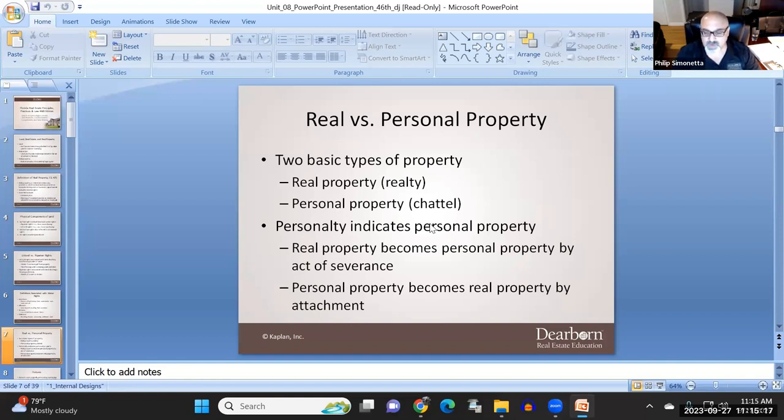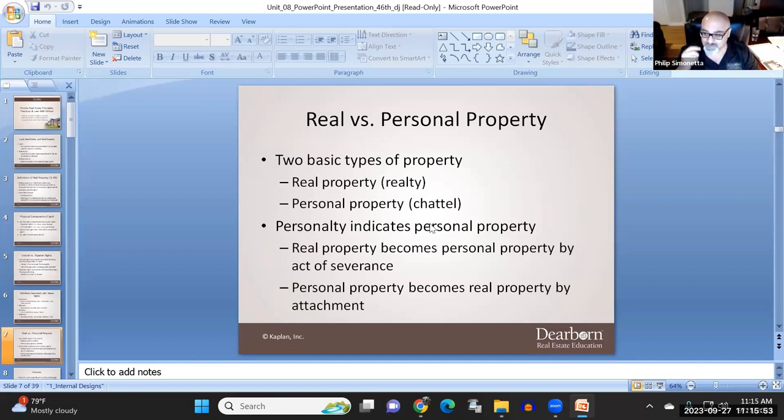So, real property can become personal property by the act of severance. And personal property becomes real property by attachment. So, let me give you an example. You buy a ceiling fan at Home Depot, it's personal property, it's in a box, right? You take it out of the box and you connect it to the house and you install it. Now it becomes real property because it's connected to the house. So the fan was personal property when you bought it. The minute you connect it, it becomes real property. It's connected to the house as part of the sale, right?